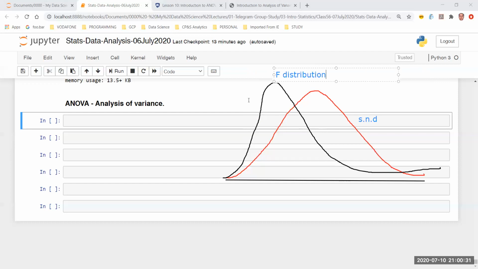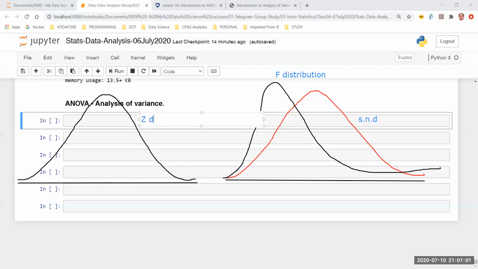For each and every test, we have a different kind of distribution. I don't think we have really covered that, so let's quickly talk about the distributions for the Z test and the T test. First of all, I'll draw the Z distribution. The Z distribution looks like a normal distribution only. The T distribution will also look like a normal distribution only, right? But it is a bit different from the Z distribution. So the Z distribution is like this.